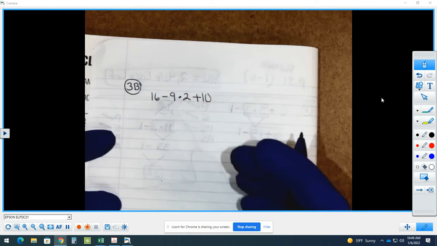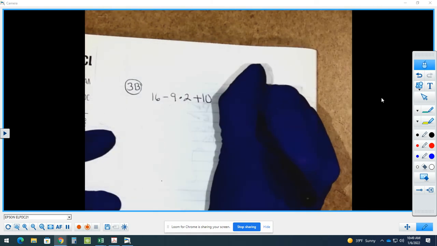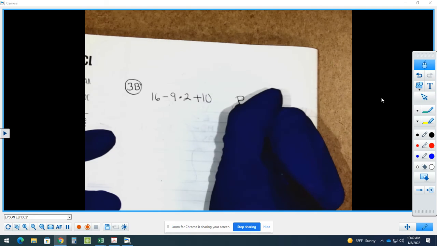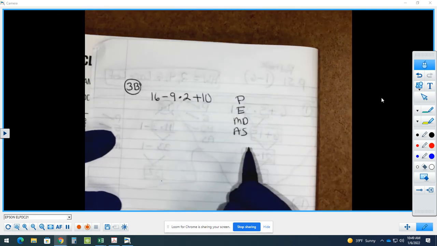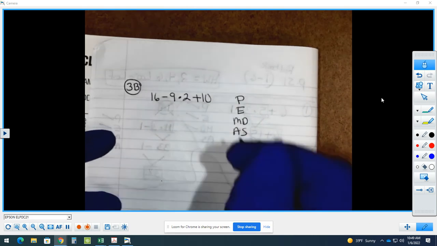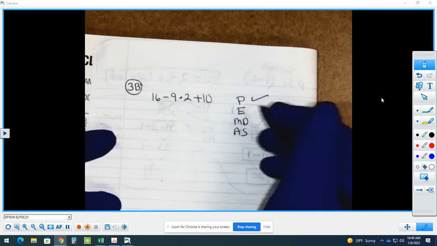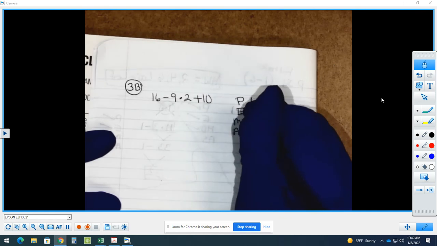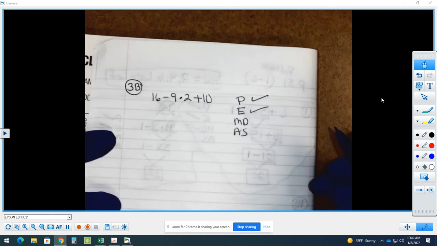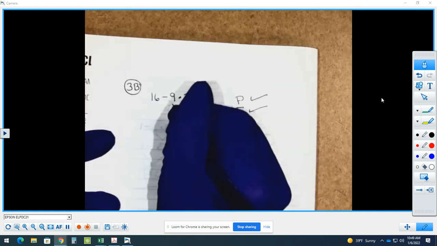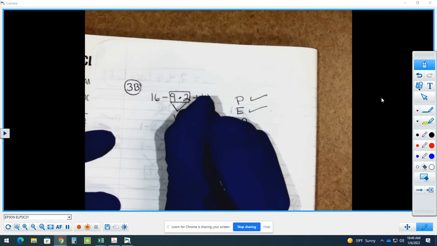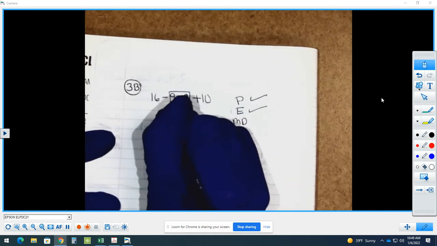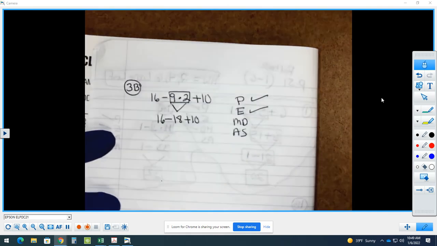When they want you to do so many operations, that's why we use the order of operations. We use the strategy called PEMDAS. PEMDAS, our checklist. Do you have parentheses? Do you have exponents? Multiply, divide? Yes. What's 9 times 2? 18. Put a little box and say, I'm done with you. Everything else outside the box comes down. Plus 10, the minus, the 16 comes down.